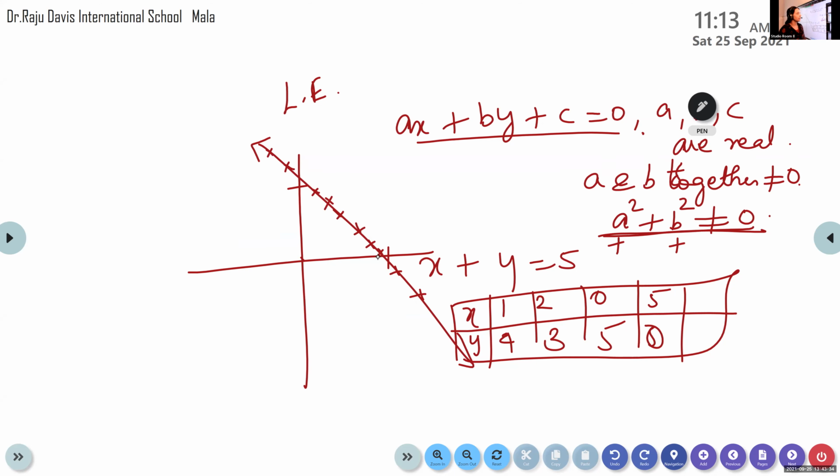Every point on the line is a solution. When you draw the graph, we will be getting a straight line, and every point on the straight line is a solution. Suppose I take a point outside the line. Will it be a solution? Vishnupriya, will it be a solution? No. If it is a solution, surely it will be lying on the line.